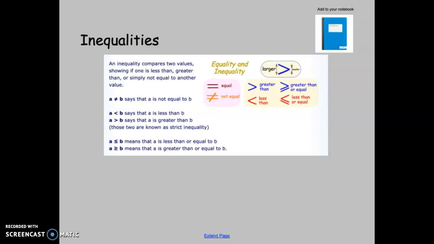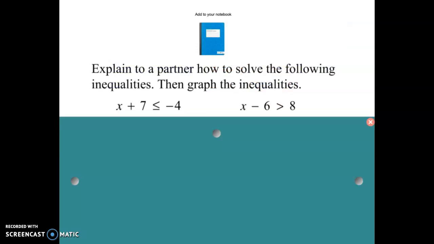All right, so again, here's just a review. Inequalities, what they are. You can pause the video and read that. We've looked at that on the other days. All right, so explain to a partner how to solve the following inequalities. So this is a review from yesterday, and really what I want you to do is take just a second or two in your notebook, write a couple sentences, maybe 3 or 4, how to do these. Pause the video, and I'll see you in a second.